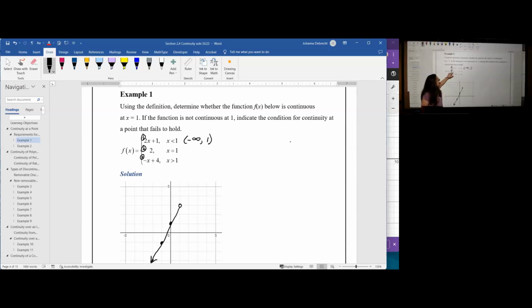Then I want the function value to be 2 right at x equals 1. That would be a solid dot at the coordinate (1, 2). I already know I've got either a jump or a displaced point in my graph. I have to. These pieces don't connect. What about the next rule? Now, this rule only applies when x is 1.